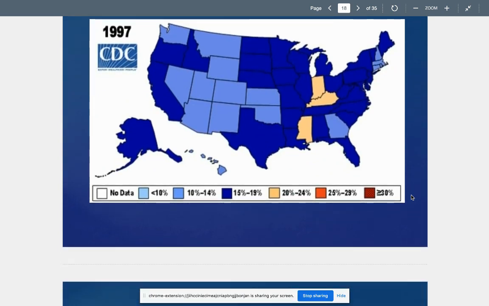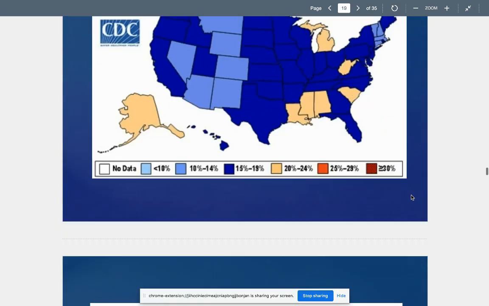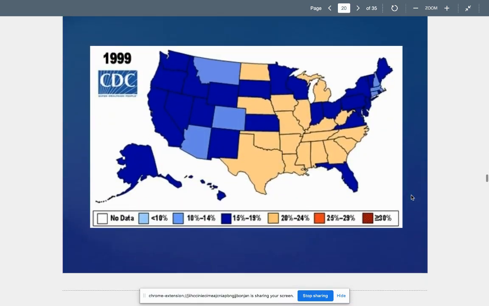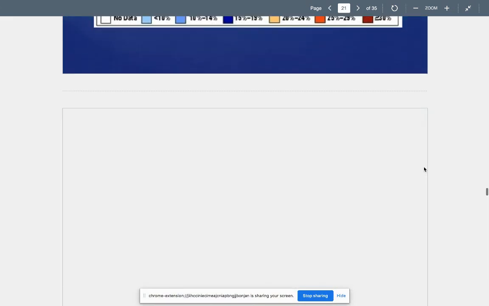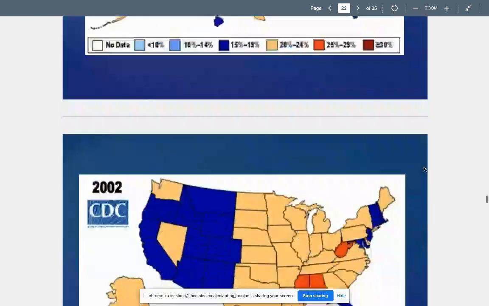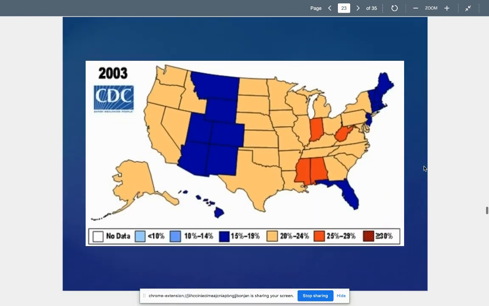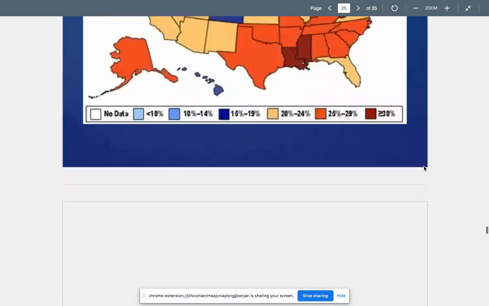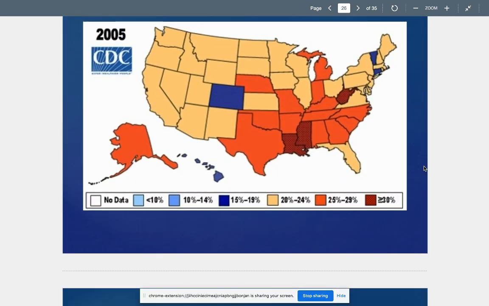All right, we're still sitting in that dark blue in 97 and 98. And then by 1999, from 93 to 99, we popped up into that really close to being overweight category. And we're only going to hang there for a couple years because by 2005, 6 years later, we are already up in the orange for full overweight. And Louisiana and Alabama are already in the obesity category, and West Virginia.